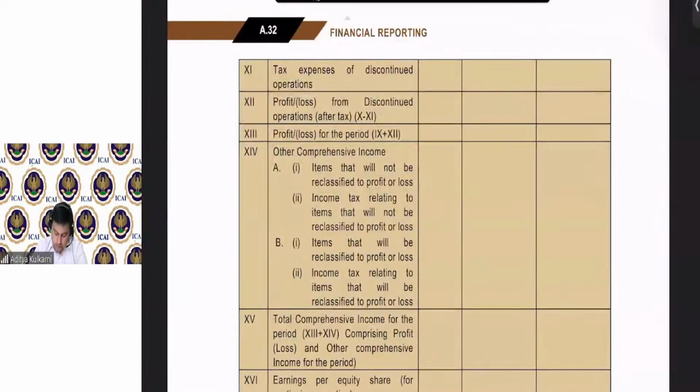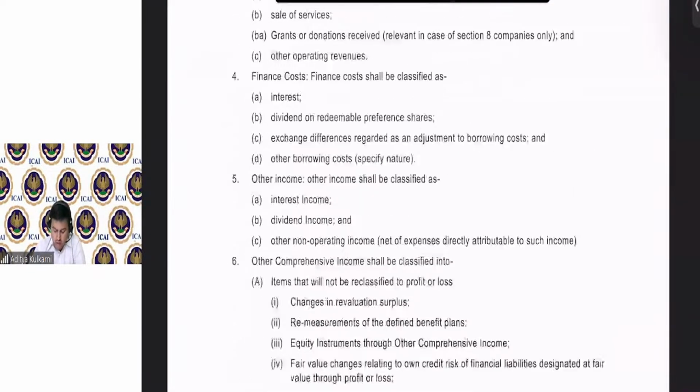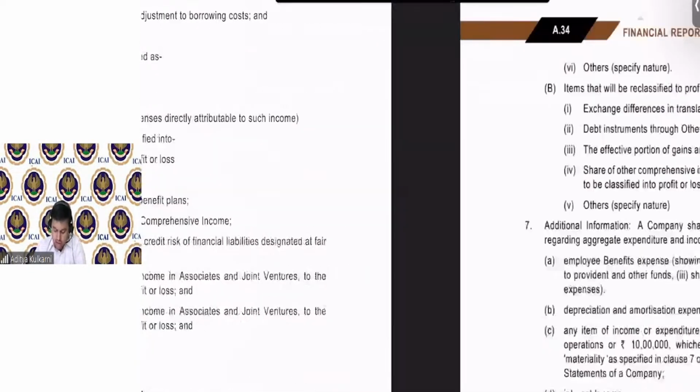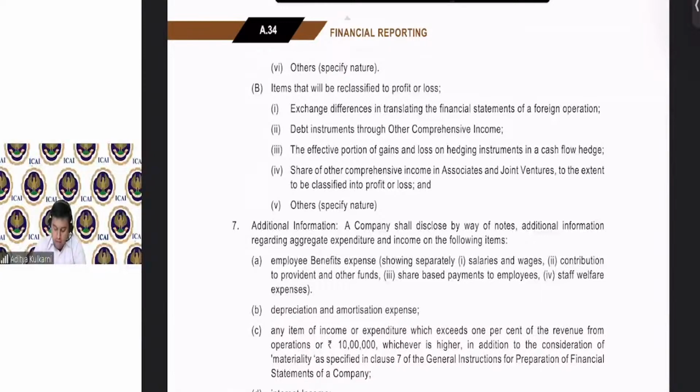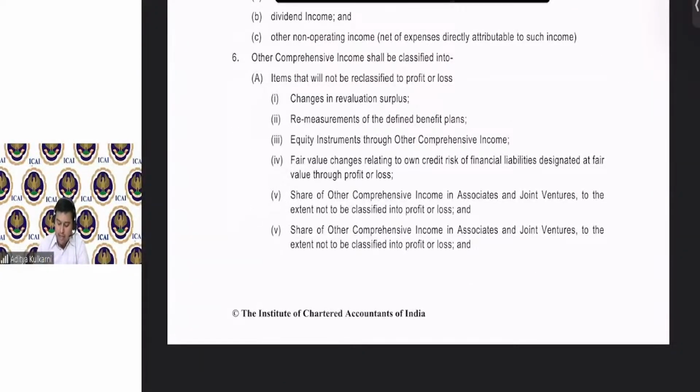You will have the P&L initially, followed by the other comprehensive income. The total of 1 and 2 is total comprehensive income. That is something which you have seen, so all this is something which you are already aware of. Your other comprehensive income will be classified into items not reclassifiable to profit or loss. So changes in revaluation surplus are not reclassifiable.